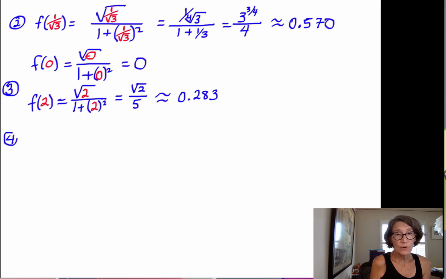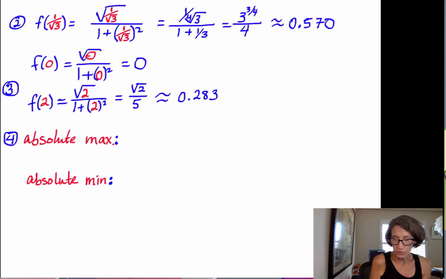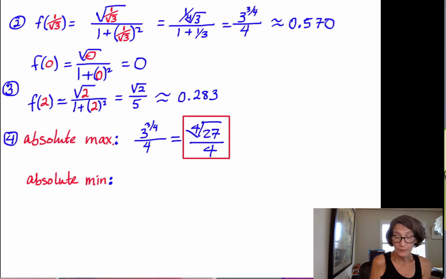So step 4 is to pick out the largest and the smallest of all the candidates that we got from steps 2 and 3. The absolute max is the largest of the 3 numbers we got, which is 3 to the 3/4 over 4. And if we want, we can rewrite that as the 4th root of 27 over 4. And then the minimum is the smallest of the 3 numbers, and that one was 0.